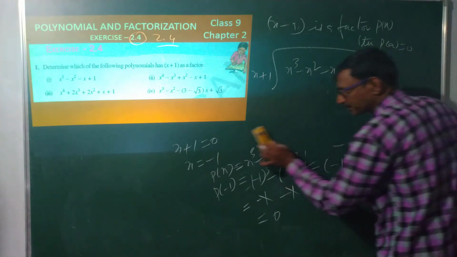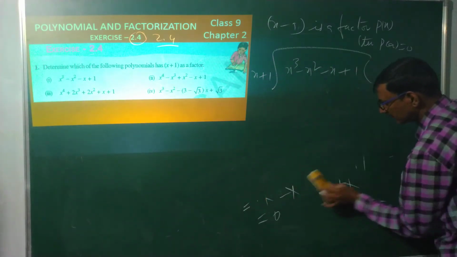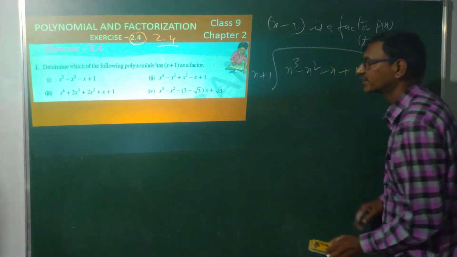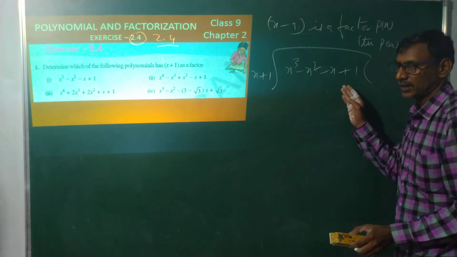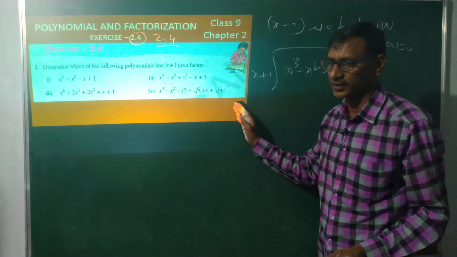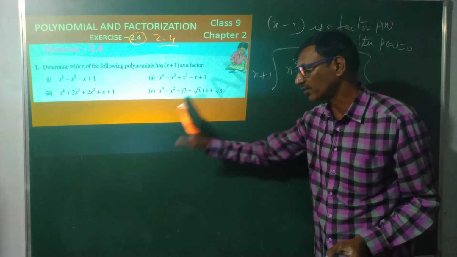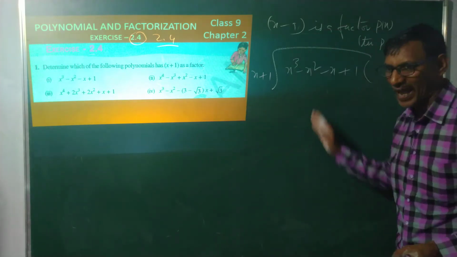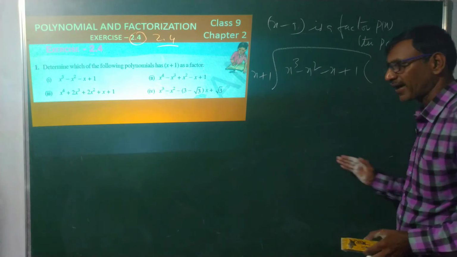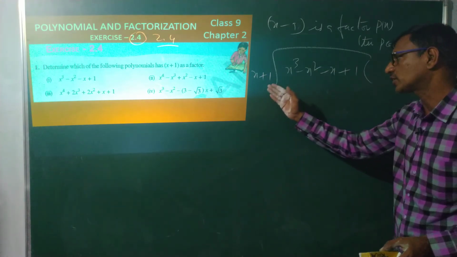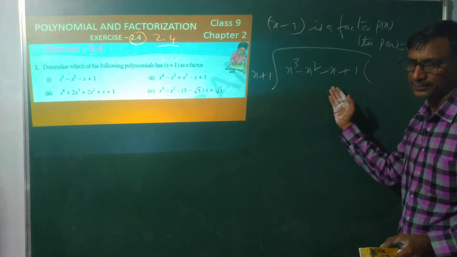Let us try. This is the last example. You try to understand the concept and do it in the direct factorization method. By using the factor theorem, you solve it. You need not do the actual division to show the remainder 0. Then we can say x plus 1 is a factor of this one.